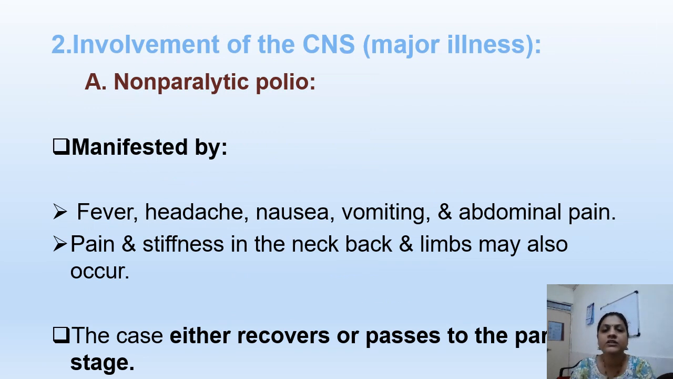Then the major illness, which is seen only in 1 to 10% of cases, involves the CNS. It can be either non-paralytic polio or paralytic polio. The non-paralytic polio appears like the signs and symptoms of meningitis, where the patient gets fever, headache, nausea, vomiting, abdominal pain, neck stiffness, and stiffness in the back and limbs. The cases either recover fully or they can pass to the paralysis stage.